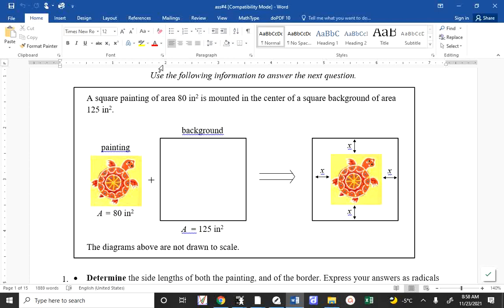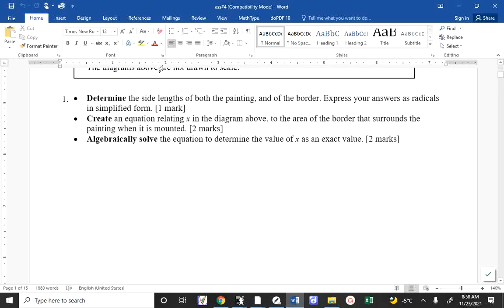But I'm asking you to express it as an exact value, which means it will be a radical because none of these numbers that you're given on any of your assignments, and they're all different, none of these numbers are perfect squares. So you have to simplify the radical and express your dimensions in simplest form.